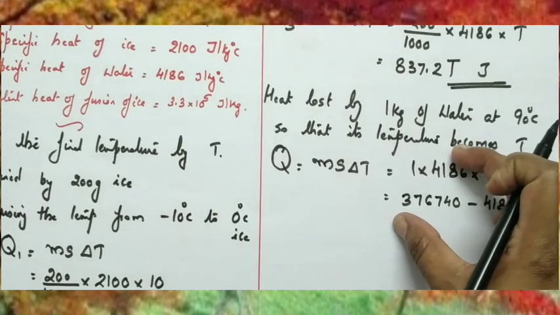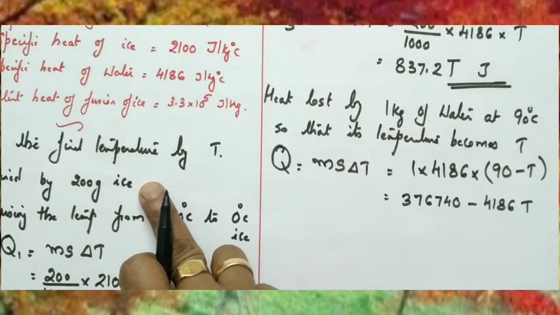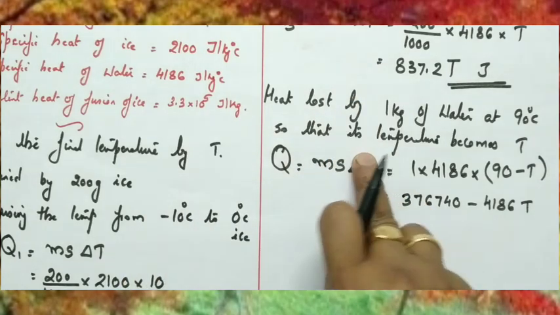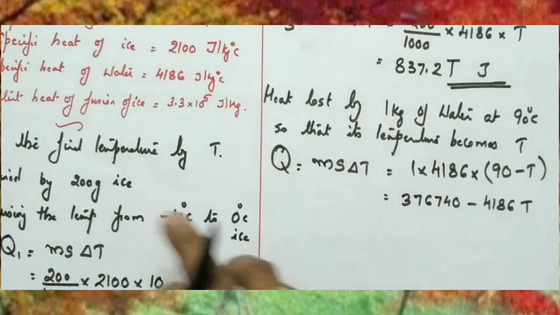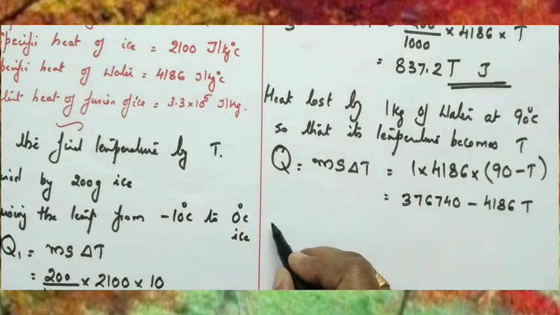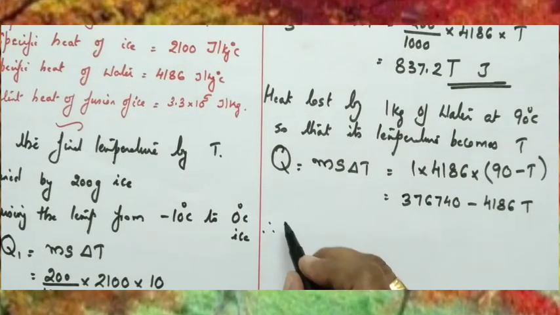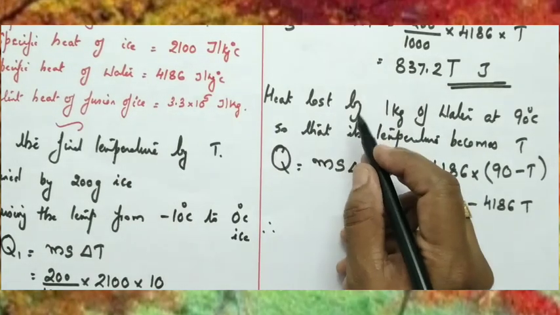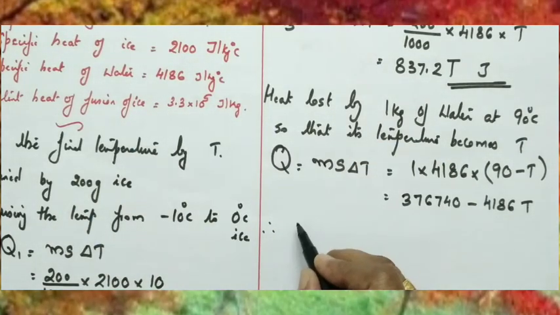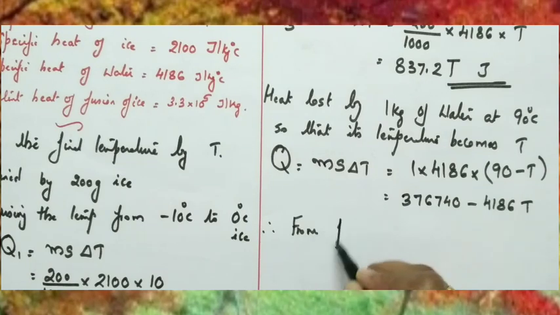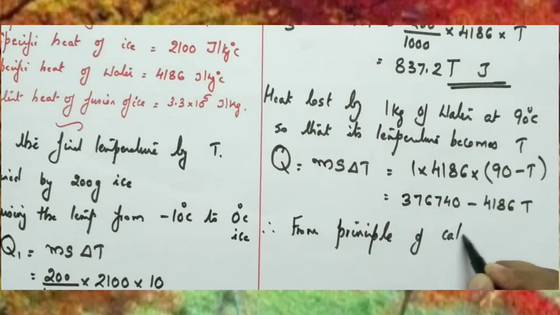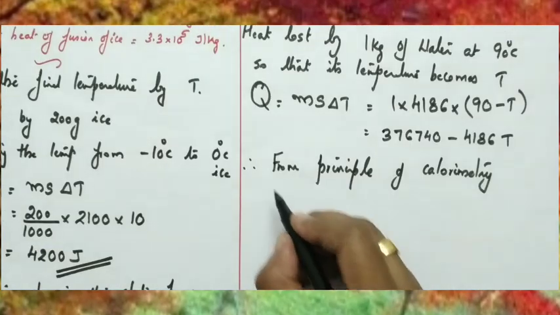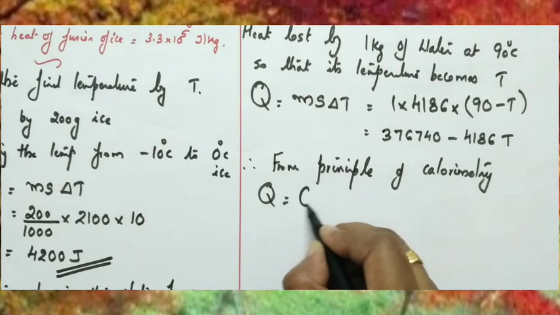So this quantity of heat is applied to which one? Ice. So heat lost by 1 kilogram of water is gained by 200 gram of ice. According to the principle of calorimetry, this material loses the amount of heat and this ice gains the quantity of heat. So from the principle of calorimetry, heat lost is equal to heat gained. Clear?